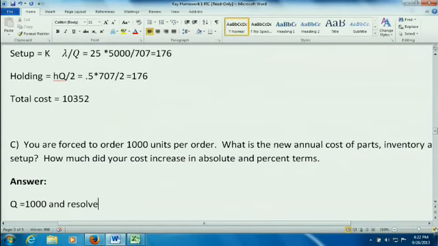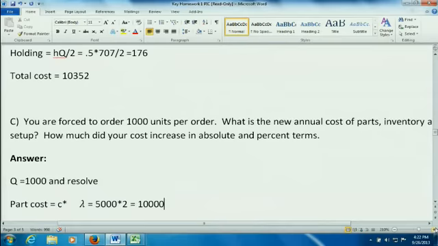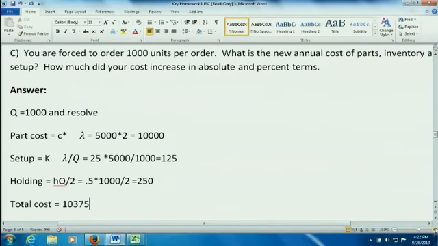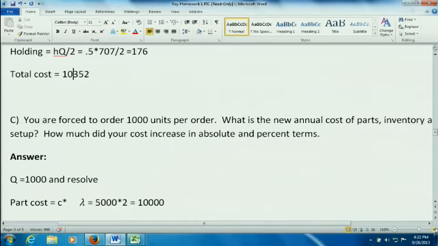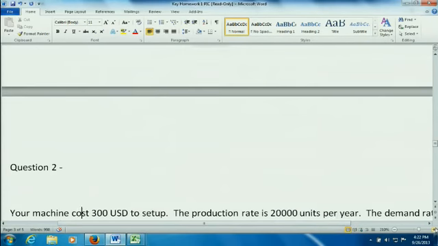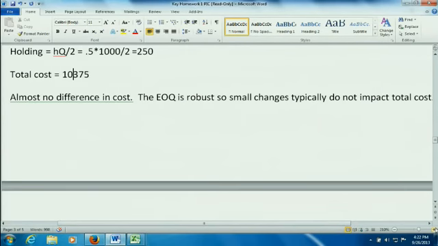Now, if I force you to order 1,000 units, well, what's the holding and setup cost? Just make Q 1,000, right? And plug it into the equations. And we find that because I forced you to go from 707 to 1,000, obviously the cost went up, right? And so it used to cost, including parts, $10,352, and now it costs a whopping $10,375.